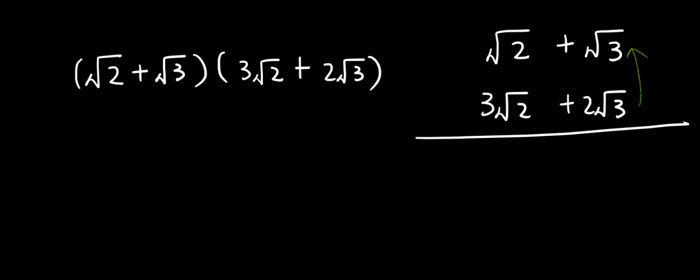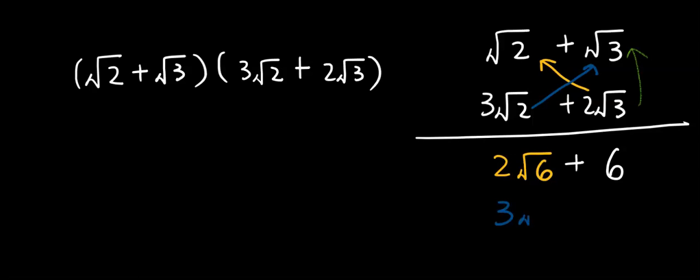So 2 square root 3 times the square root 3, that is 2 times 3, that gives me 6. And then the next layer, I'm going to do this one. 2 square root 3 times the square root 2, that is 2 square root 6. And make sure you copy down your symbol here, positive, sometimes negative. All right, and then I did here. I'm going to do this. So 3 square root 2 times square root 3, that is 3 square root 6.